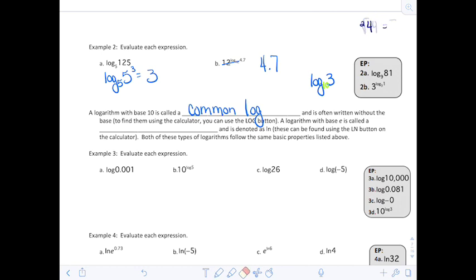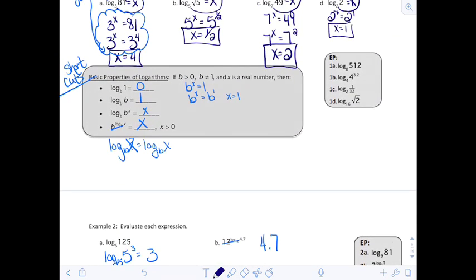Okay, on the other hand, when we have natural logs, a logarithm with base e is called a natural log. This is denoted as ln. You'll see it on the far left side of your calculator, and above it you'll see the e to the x. No coincidence, they are related. Natural logs are always in base e. Both types of logarithms follow the same properties. So what that means is these 4 bullet points up here, these basic properties, also apply to natural logs.